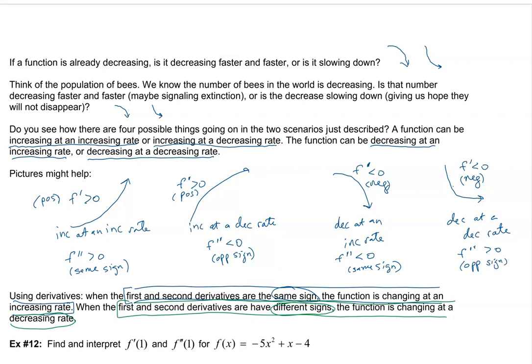And again, super confusing, a lot to keep track of. I have to just draw my pictures every time and think it through. I'm going to stop there and we'll come back and try some examples of working with these ideas.